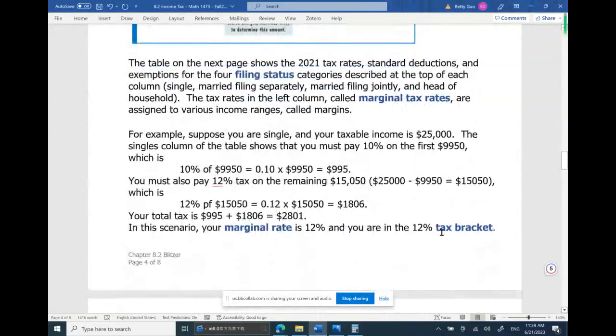So when you calculate the tax you owe or the tax that the IRS needs to refund to you, we need to determine your filing status first. There are in total 4 filing status categories. They are single, married filing separately, married filing jointly, and head of household, based on your own situation.